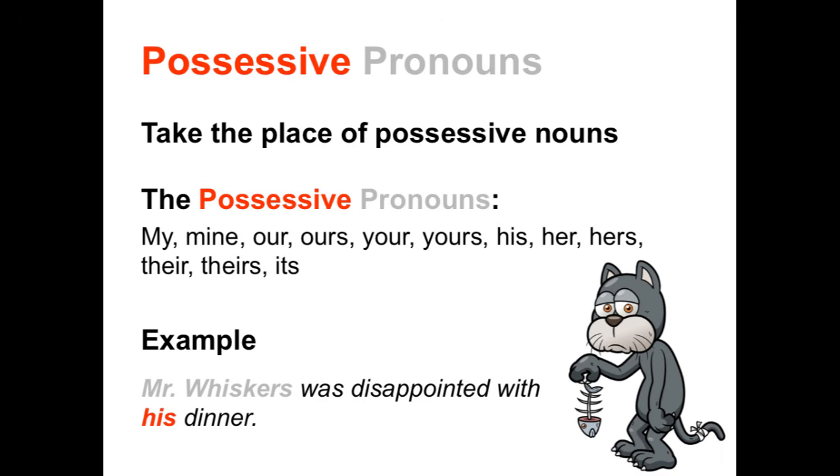In this example sentence, we have the possessive pronoun his. The possessive pronoun his is replacing the possessive noun Mr. Whiskers, which would have an apostrophe. But since we are using the possessive pronoun his, we have no apostrophe to show ownership. The possessive pronouns can show ownership or possession just by themselves.